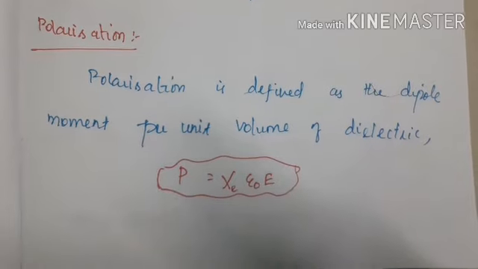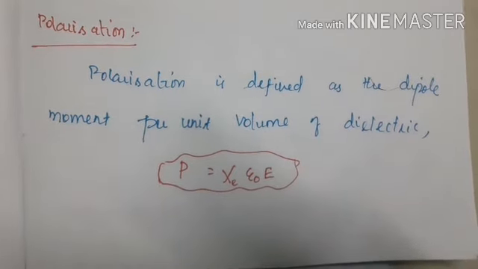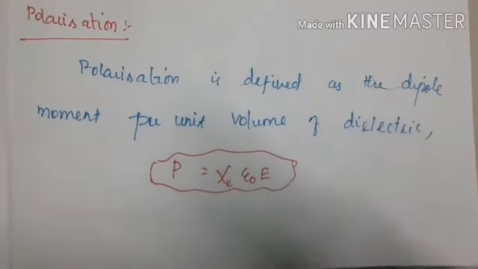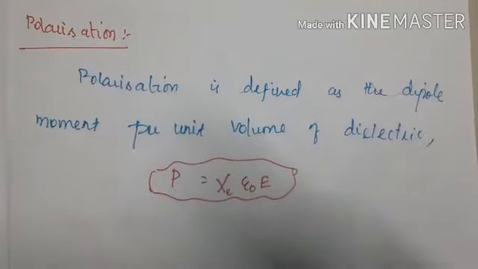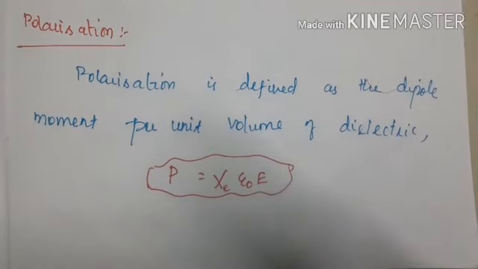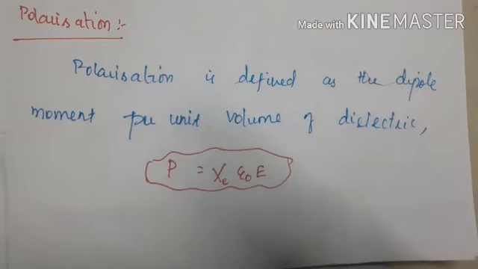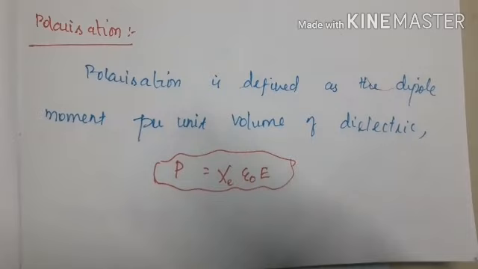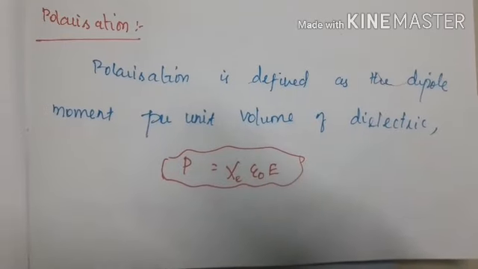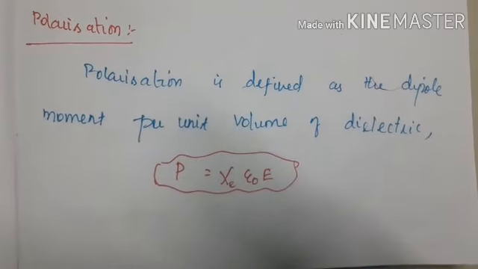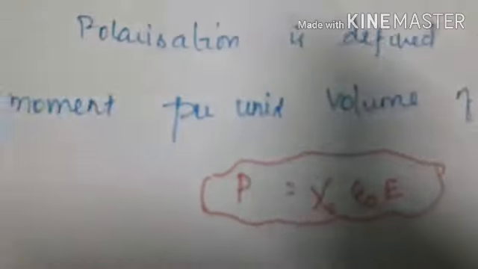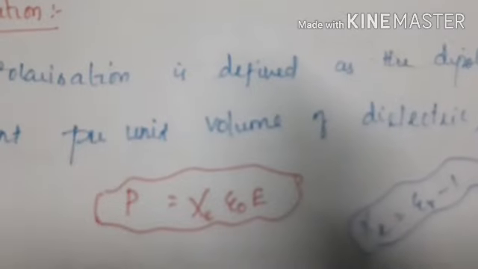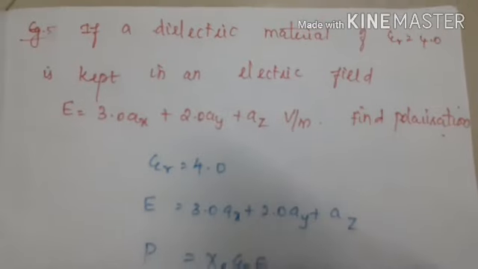So the formula for polarization is P equal to chi E epsilon naught into E. Epsilon naught, you know, is the permittivity of free space. E is the electric field strength. This chi, we can say it as chi E also, that is susceptibility. How can we find out this susceptibility? It is epsilon r minus 1. Susceptibility is epsilon r minus 1.